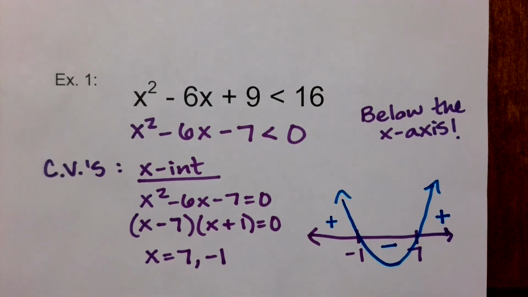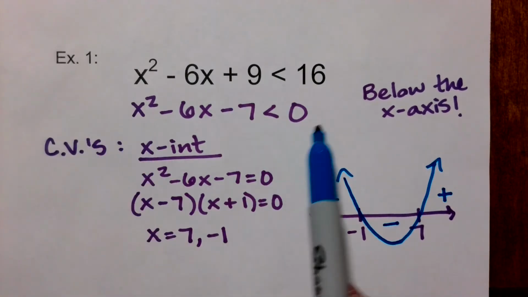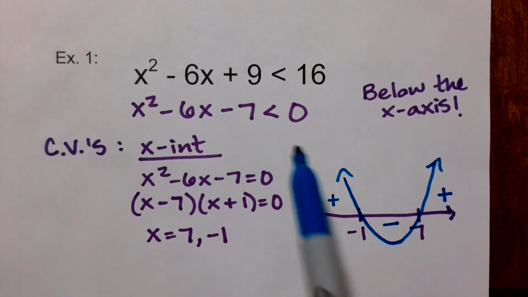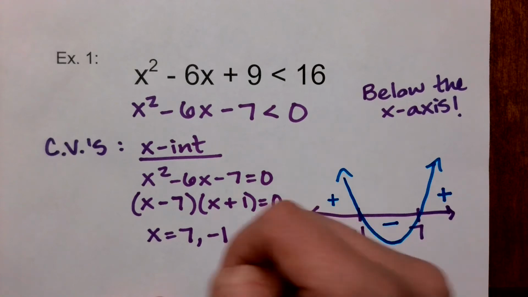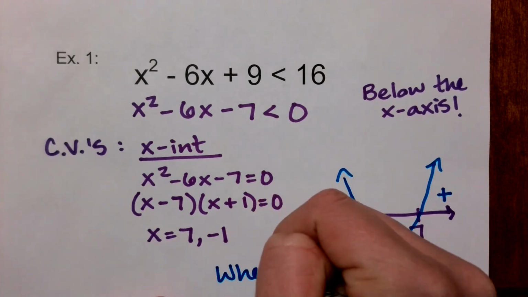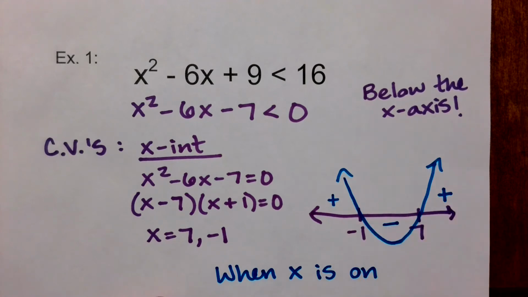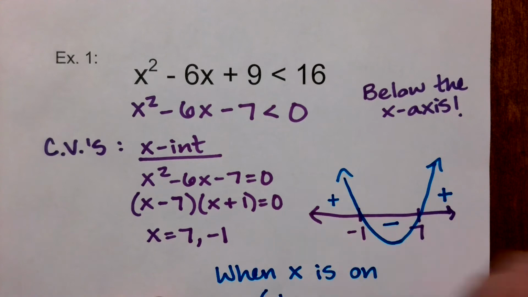So in the end, my function is below the x-axis, or x squared minus 6x minus 7 is less than 0, over the interval, or when x is on the interval from -1 to 7.